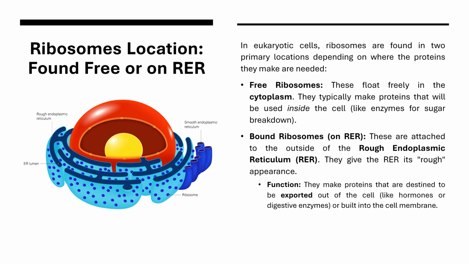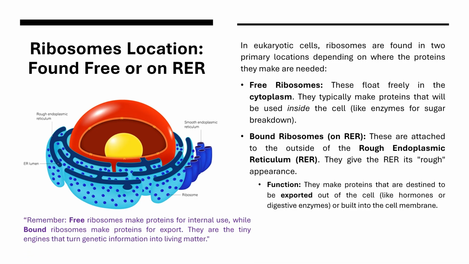The next one are bound ribosomes. These are attached to the rough endoplasmic reticulum, giving it that signature sandpaper look. These ribosomes are the export specialists. You should also know that we write rough endoplasmic reticulum as RER. The proteins which are made by the ribosomes on the RER are destined for bigger things. They have bigger tasks. They are usually packaged up to be exported out of the cell.